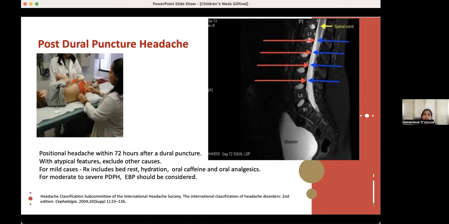For moderate to severe post-dural puncture headache, that's the time you want to consider epidural blood patches. The slide on the right is a patient of ours who had a post-dural puncture headache after a lumbar puncture, and you can see between those lines the fluid collection. This patient did have to get a blood patch, and the headache resolved immediately and did not return.